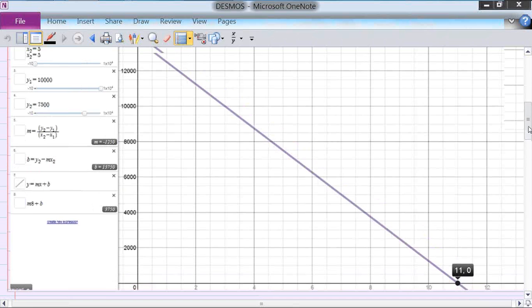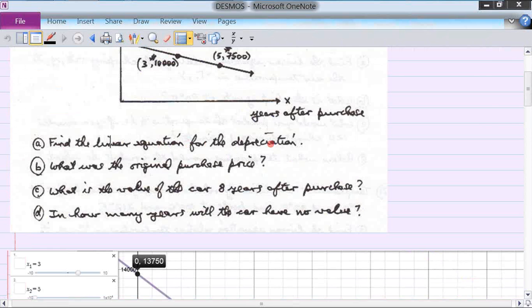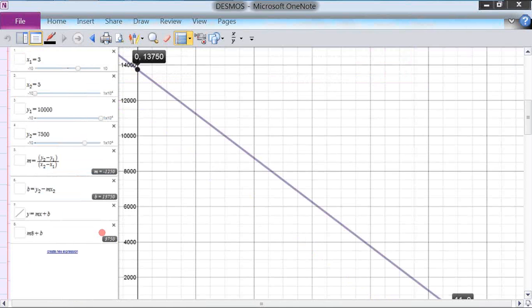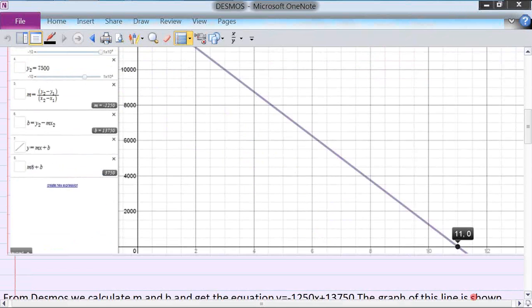Let's go back. We'll find the linear equation for the depreciation. We found that: Y equals MX plus B. We solved what was M and B. What was the original price of the car? That's right here at time 0, 13,750. What was the value of the car 8 years after purchase? We put X equal to 8 in, and we showed the value right here. So it'll be 3,750.